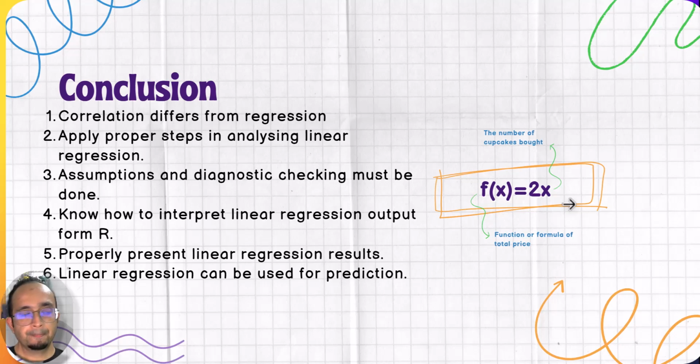So, in conclusion for this lecture, before we go for a demonstration: correlation differs from regression. This is the thing that we need to remember. Apply the proper steps in analyzing linear regression. Assumption and diagnostic checking must be done when we establish a simple linear regression model. We need to know how to interpret linear regression output from R and properly present linear regression results. And lastly, linear regression can be used for prediction.